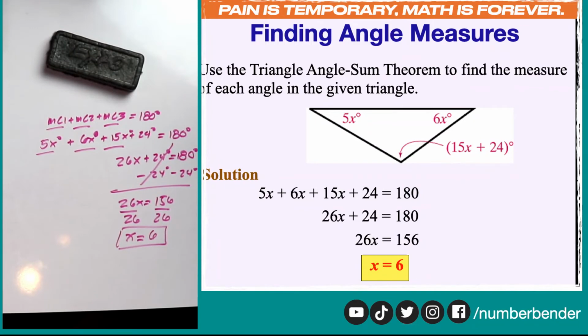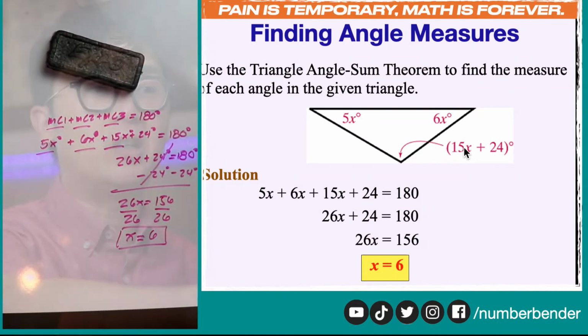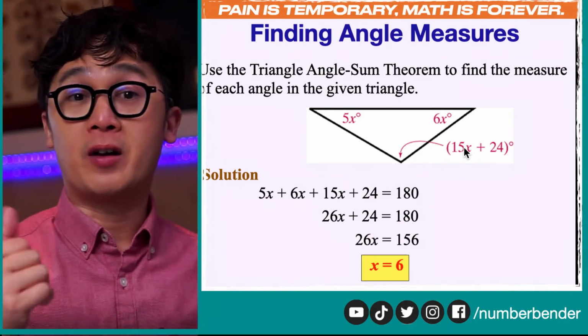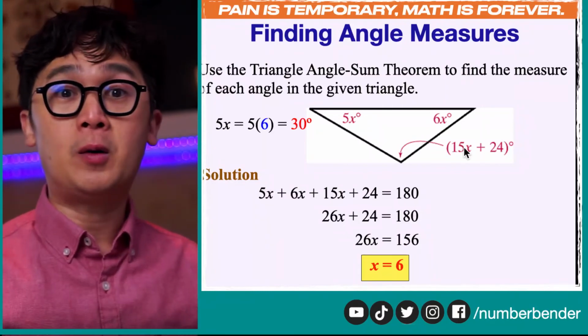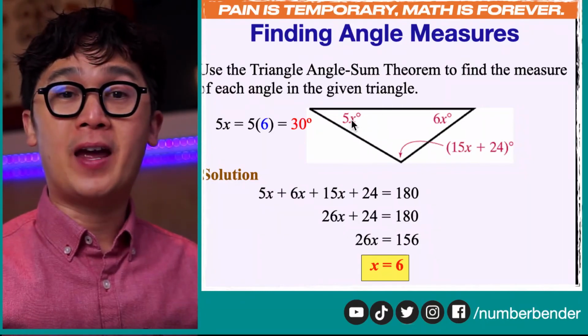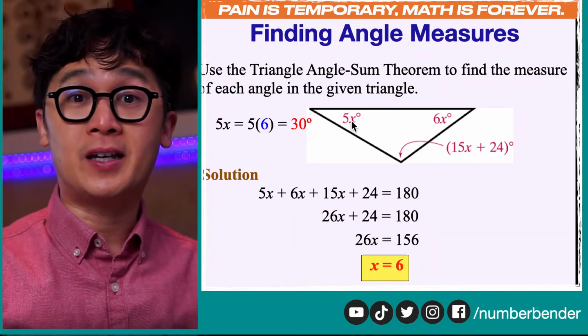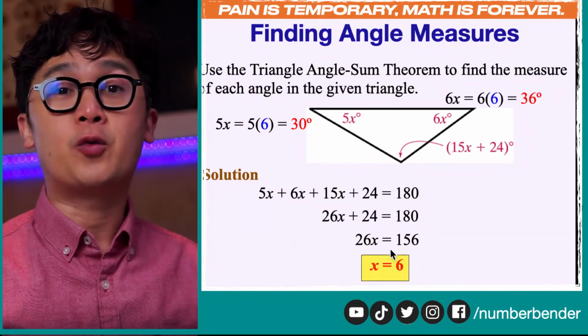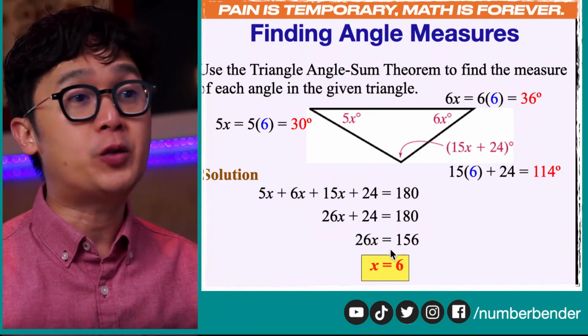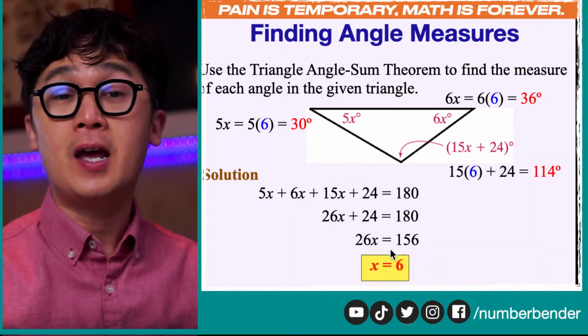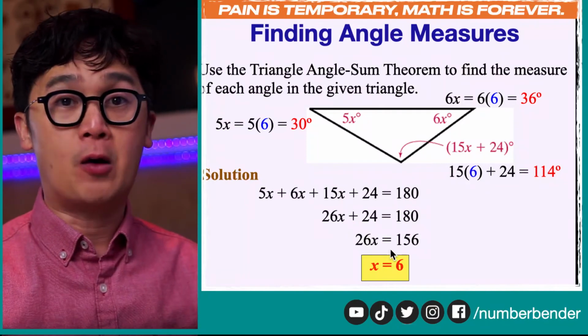So now all we need to do is to use the value of x so that we can find the measurement of this corner, this corner, and this corner. Since we are able to use our theorem and algebra together, we can now completely solve our problem, knowing that 5x is the same as 5 times 6 because x is equal to 6. So we have 30 degrees, 36 degrees, and the last corner is going to equal 114 degrees by substituting the value of x in our expression.